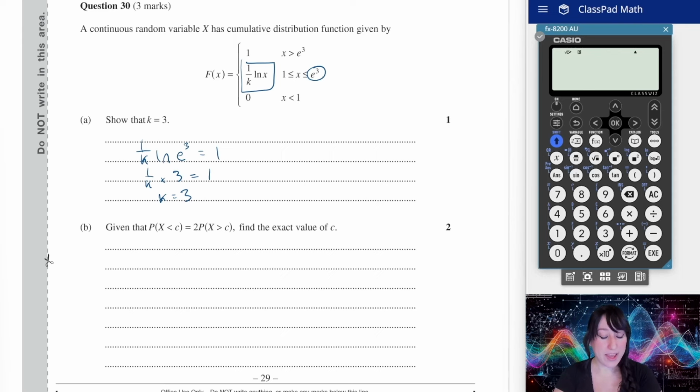Now part B, given that the probability that x is less than c is equal to 2 times the probability that x is greater than c, find the exact value of c. So to find the probability that the random variable is less than a certain value of x, we would normally use the cumulative distribution function and just plug in that value of x. So the left-hand side of this equality is 1 over k, which we found to be 3, ln of x, in this case, we're going up to c.